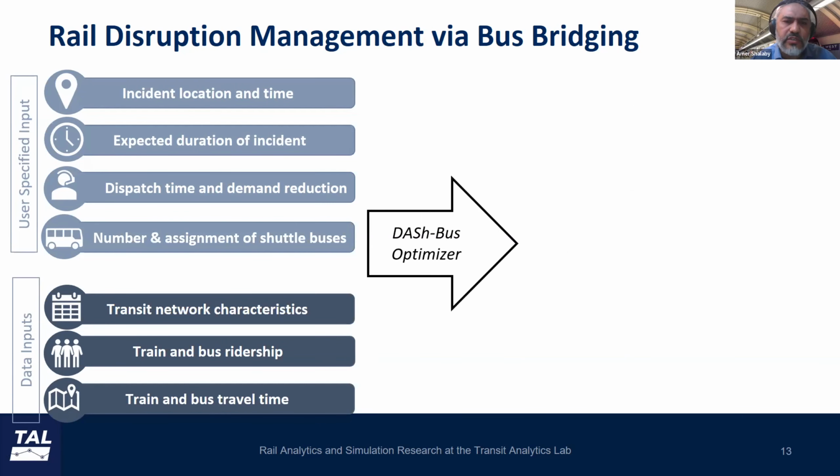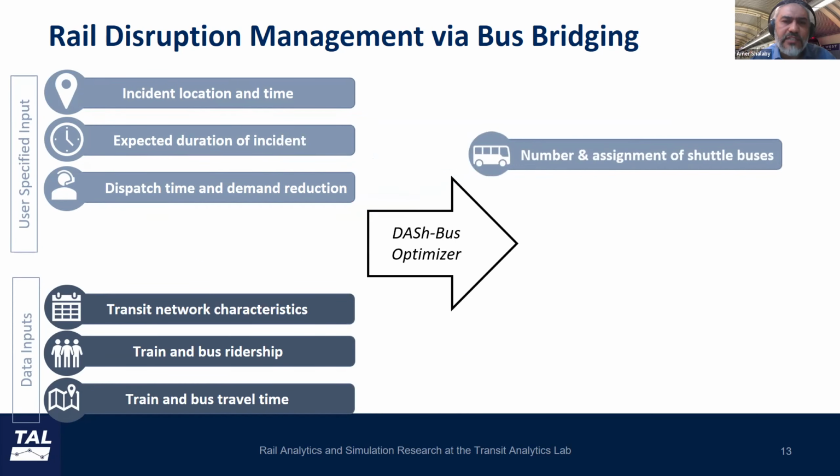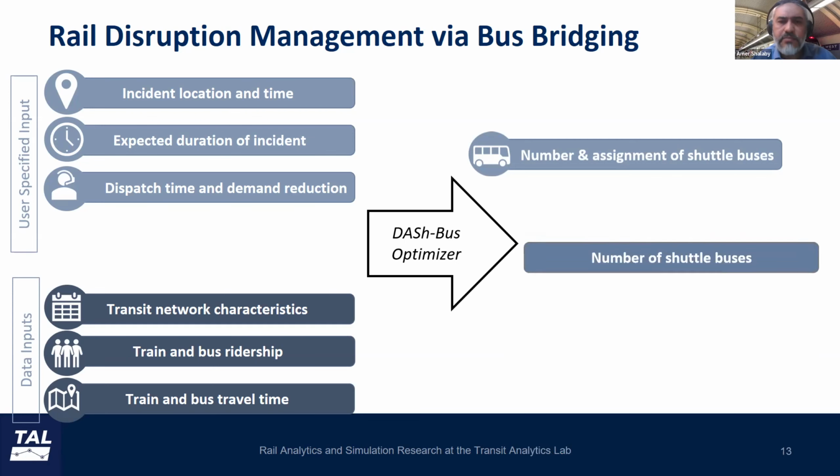Another one is what we call Dash Bus Optimizer. This one, in fact, optimizes for the user. It determines for the user what is the optimal number of shuttle buses that should be dispatched to a particular incident with some given characteristics, where it is, the expected duration of that incident, and the time of the incident. And it decides for the user the optimal number of shuttle buses and also the assignment of where those buses should come from, to minimize the total delay for both subway passengers as well as bus passengers.